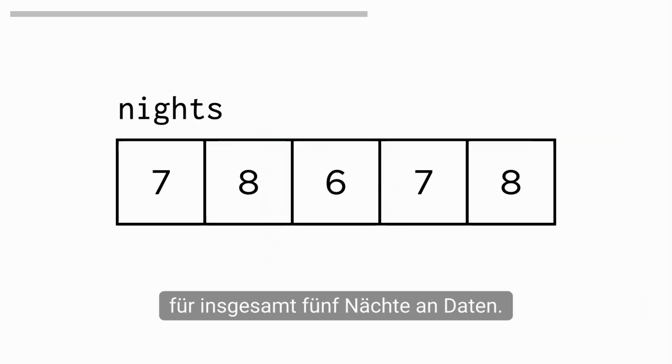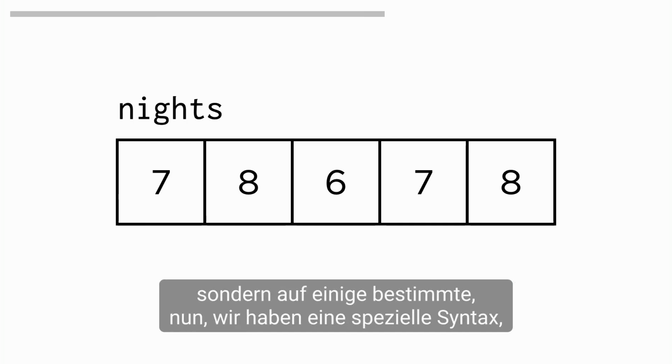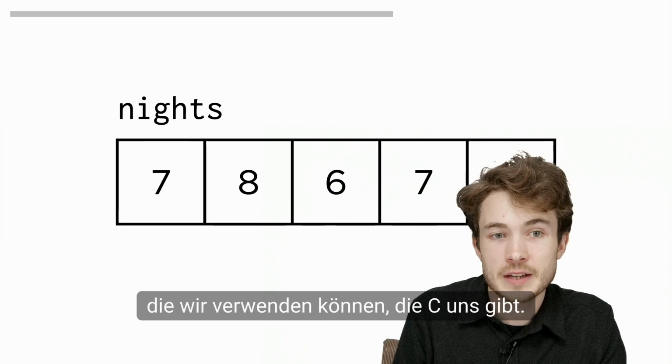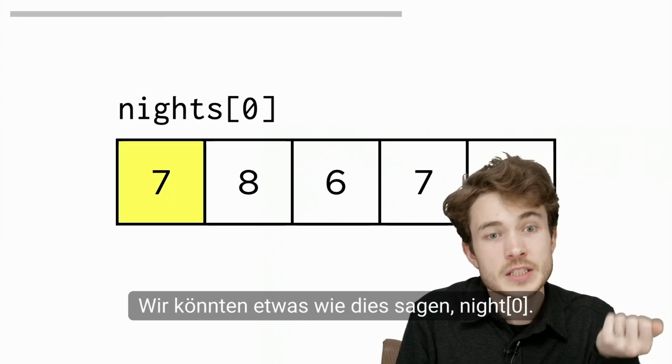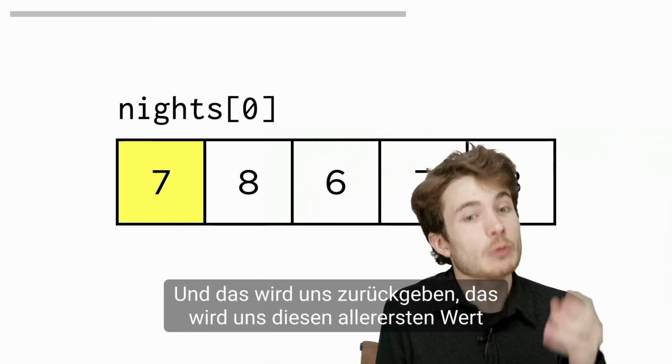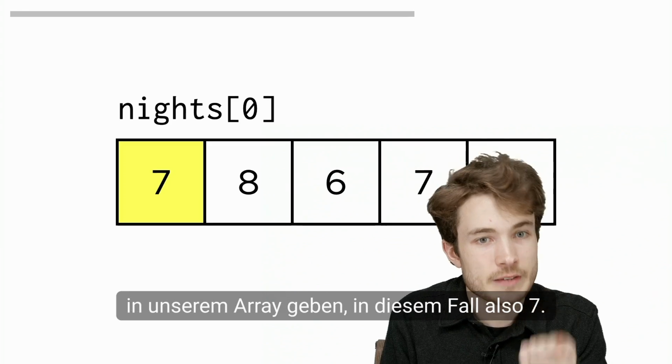Again, for a total of 5 nights of data. Now, if we wanted to access not just this entire list of values, but some in particular, well, we have some special syntax we can use that C gives us. We could say something like this, nights bracket 0. And that will give us that very first value in our array. So in this case, 7.